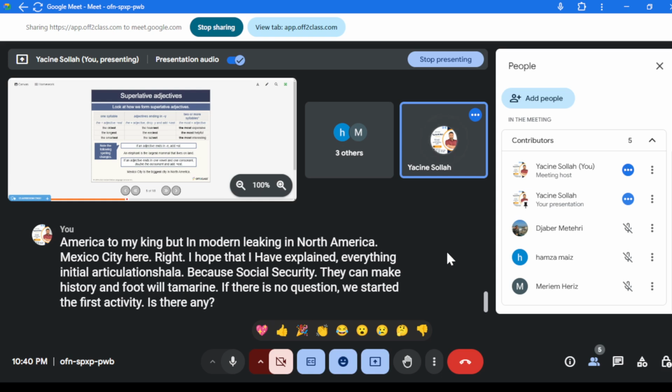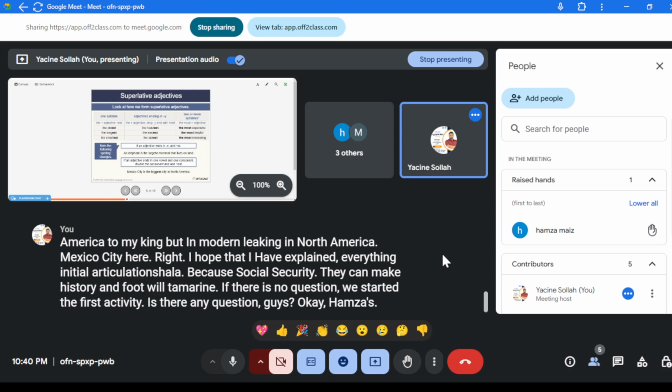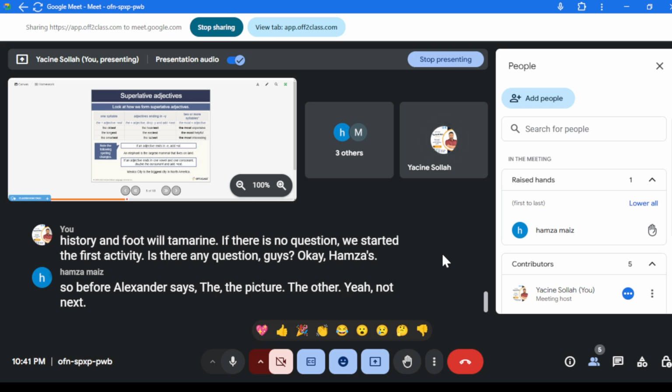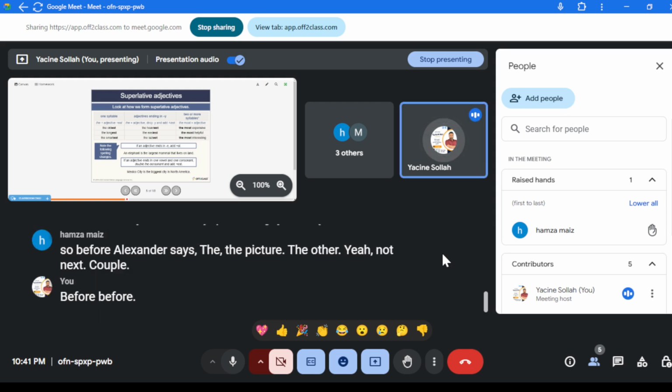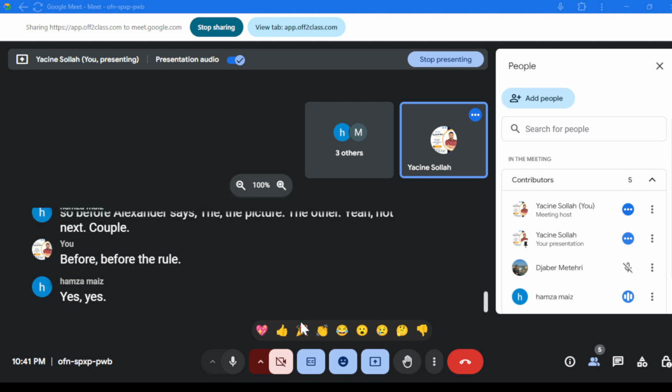Is there any question, guys? Okay, Hamza. So before the exercise, the other picture, before the rule. Yes, in one picture I said I would explain it to you. This one? Yes. We do the activity, then we go back to the previous picture.